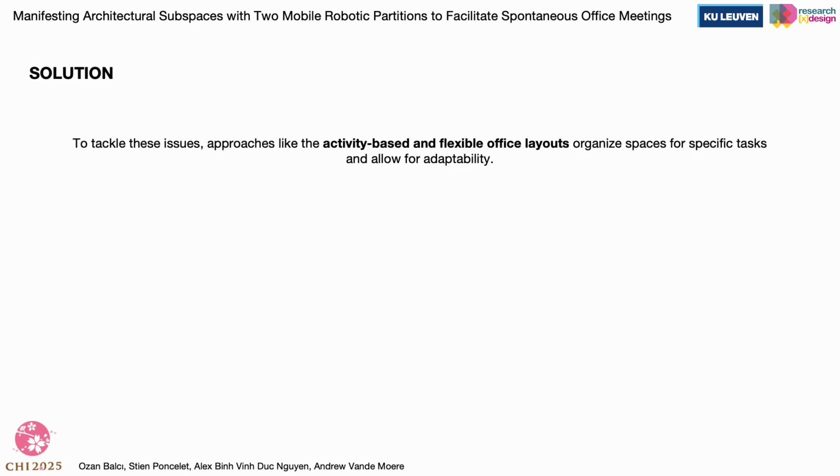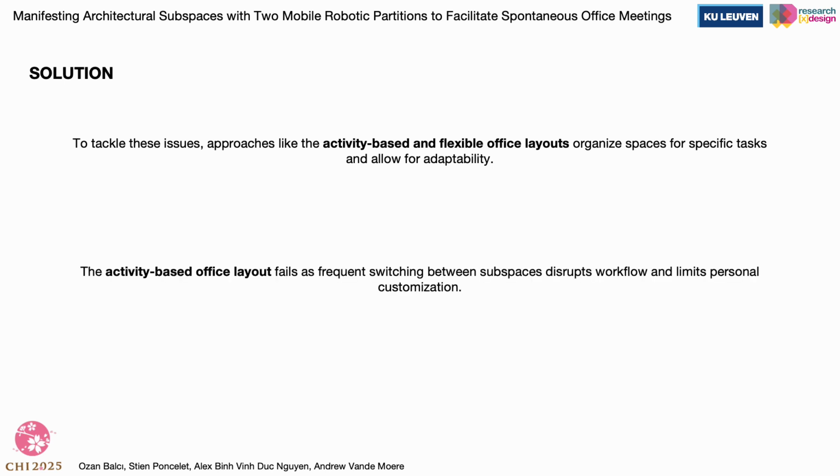To tackle the issues seen in open-plan offices, two popular approaches have emerged: the activity-based and flexible office layouts. The activity-based office layouts organize the spaces into distinct subspaces, each dedicated to specific work activities such as meetings, focused work, or relaxation. While this seems ideal for optimizing work, the layout fails in practice. Frequent switching between subspaces disrupts workflow, distracts nearby colleagues, and limits the ability to customize individual workstations.